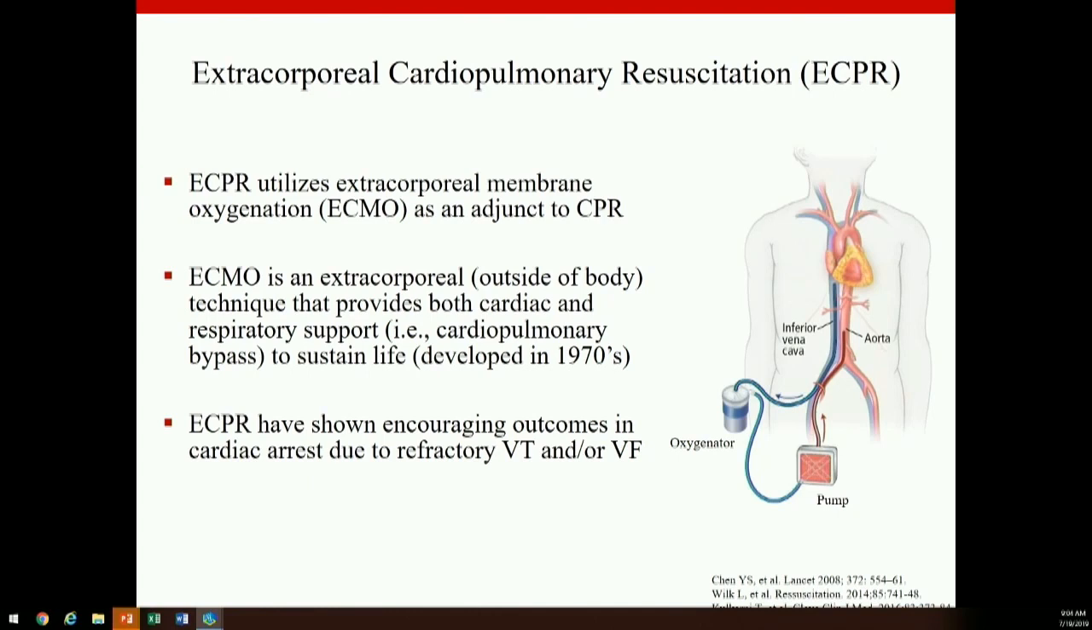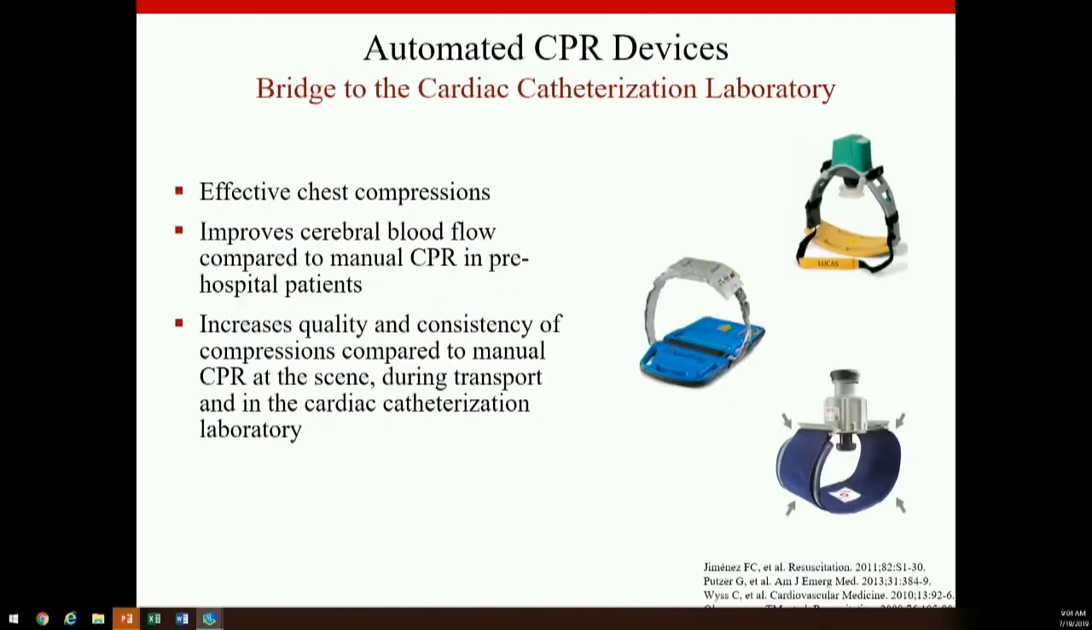The schematic on the right shows the ECMO. We do these in these cases. It's femoral access. We typically use a 25 French multi-stage venous cannula and a 15 or 17 French arterial cannula. And there have been a handful of studies showing e-CPR with encouraging outcomes, a limited number of patients, but they have shown at least encouraging results in this patient population of refractory VT or VFib.